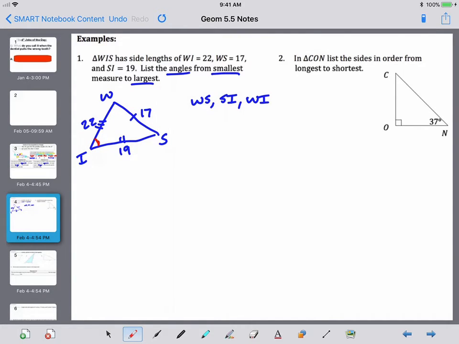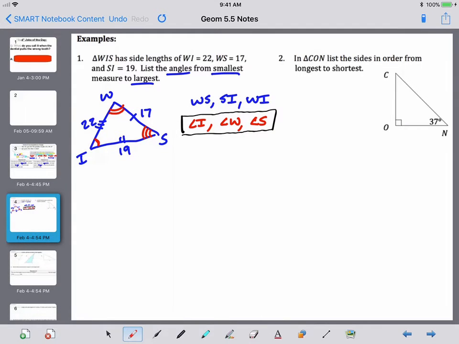So just like in that very first triangle we looked at, I can see that WS, the shortest side, is across from angle I, so that has to be the smallest angle measure. SI is the next biggest side, so that's across from W, so angle W is in the middle, and then 22 is across from angle S, so angle S has to be the biggest angle. So this right here is the angles from the smallest to the largest.